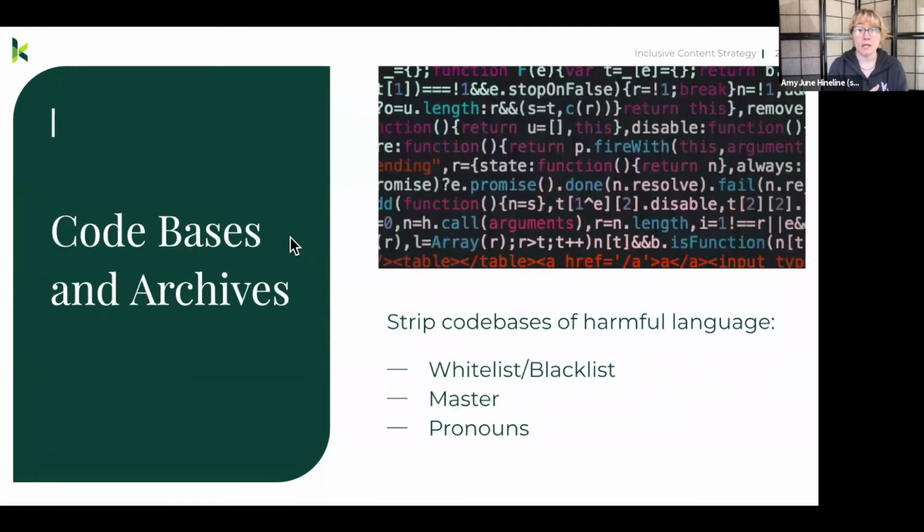Code bases and archives: making sure we strip our code bases and documentation of harmful language, things like whitelist, blacklist, master, and she and her. Perhaps use allow and deny list or block list instead of blacklist. Instead of a master branch, we have parent and child branches. And there's really no need to use pronouns anymore. You could say the user or they.